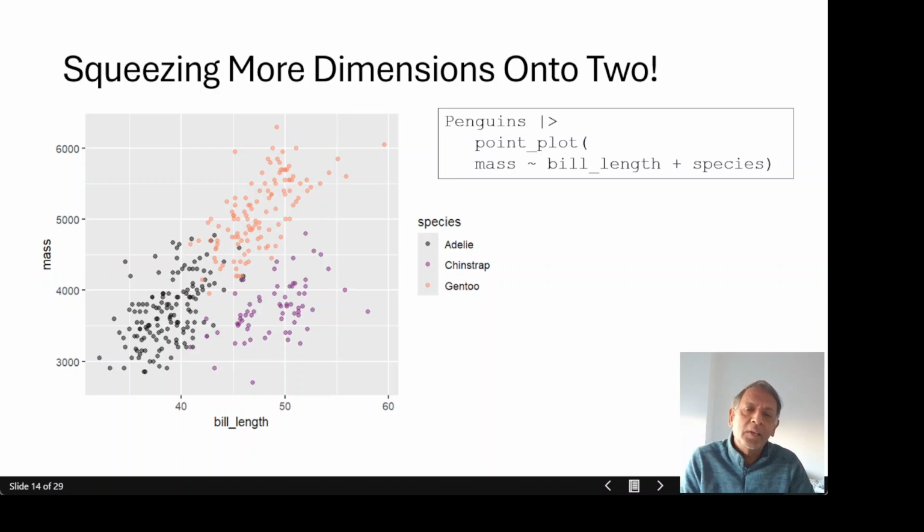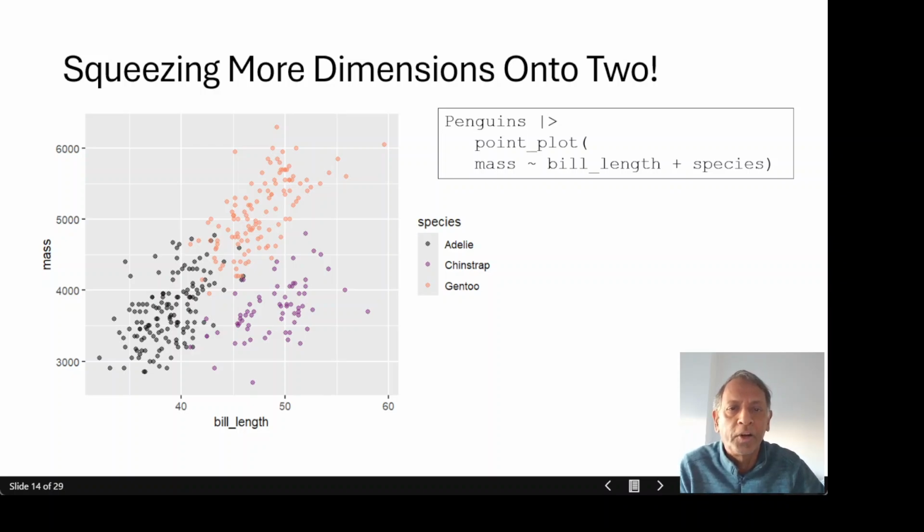Okay, so what we've done is by adding another variable, namely the bill length, we are able to get a better insight into our data. Of course, in order to generate this plot, we would have said penguins pipe point plot, which is the function. Now the formula expression, of course, mass is on the y-axis, so we'll put mass tilde bill length. We want bill length on the x-axis, right? And then we want species to be shown through the color.